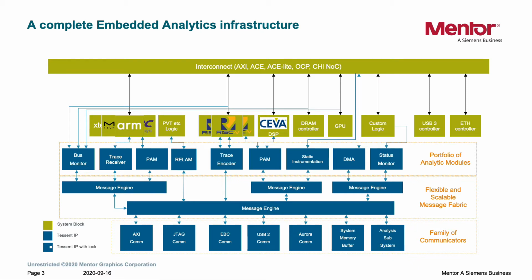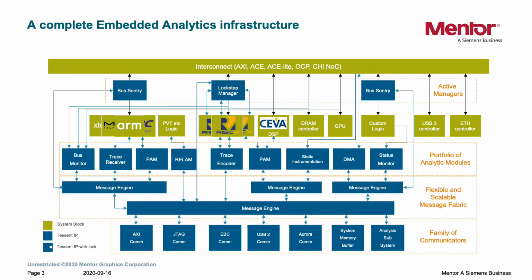So we have communicators that cater for different technologies, different speeds, starting at traditional debug over JTAG, or USB 2 at 480 megabits per second, or the EBC for USB 3 type speeds, and so on. The last family of IPs are active managers, which provide solutions for security and functional safety. And finally, it's worth mentioning that we include a system of message locks, which allow you to lock down the embedded analytics infrastructure and protect the data you're collecting.